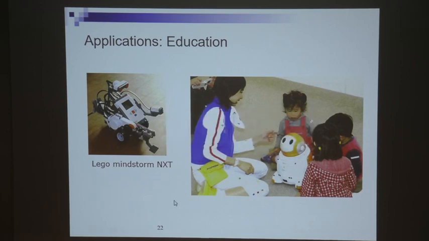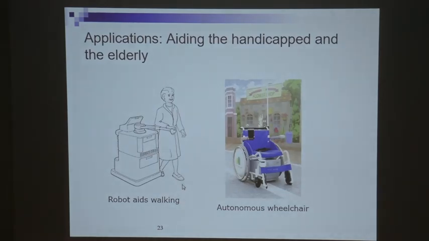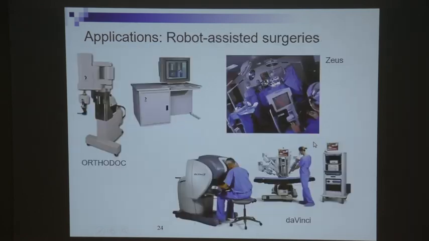Okay, so in education, this is a Lego robot, and then you have a small cute robot that interacts with kids, so this can serve as an educational medium. Then there's aiding the handicapped as well as the elderly. So you have the robot walking robot, and of course you have the autonomous wheelchair. So there are many applications that you can think of that can be done with robots.